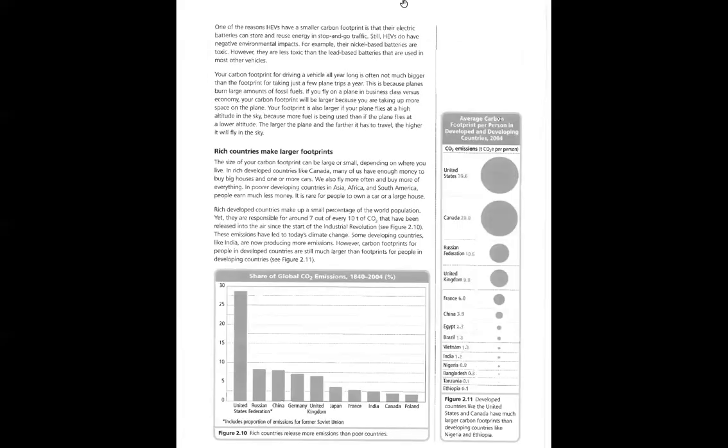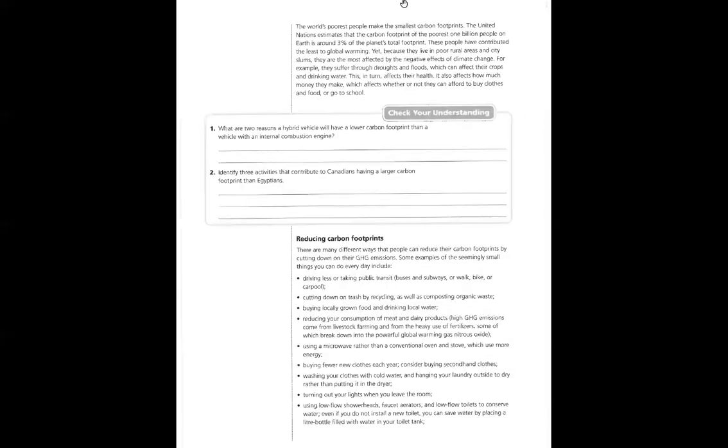How richer countries make larger footprints. That's a big thing we talked about quite a bit. Why Canada has a large footprint when we have so few people. The United States has lots of people, but we have a lot less people, and we still have a very big carbon footprint. Okay, and then ways of reducing that carbon footprint.